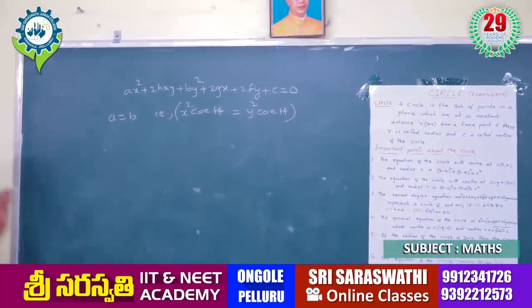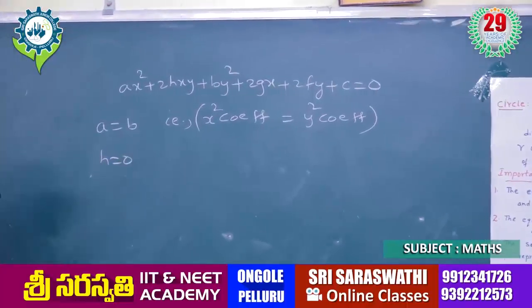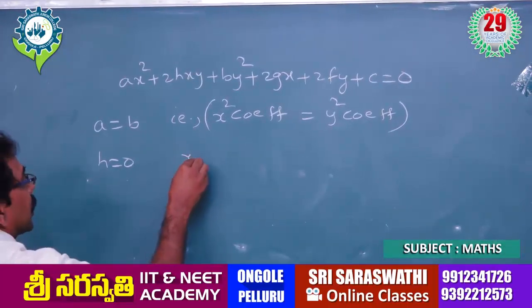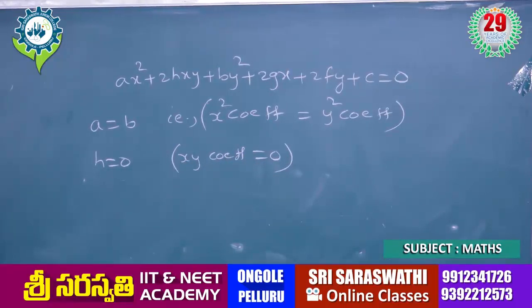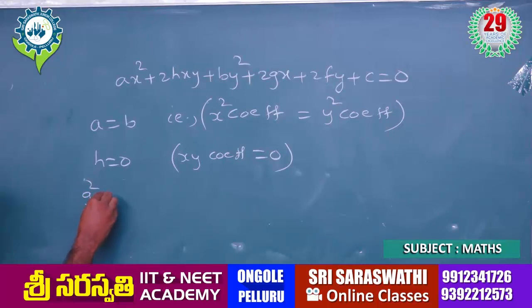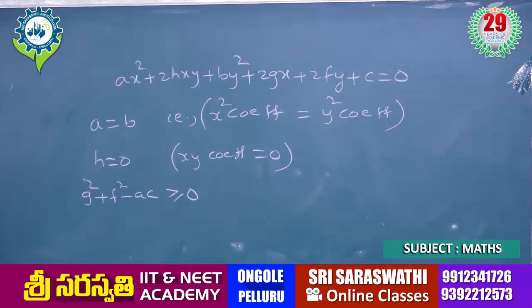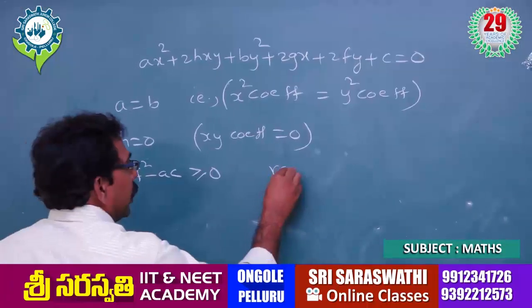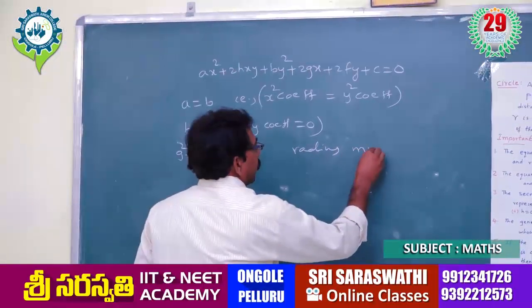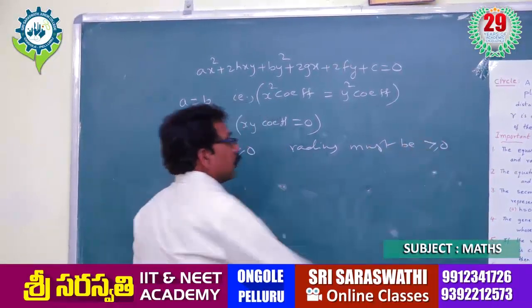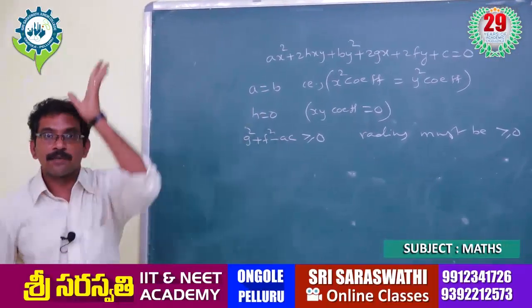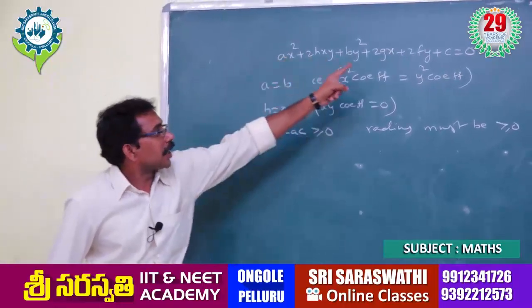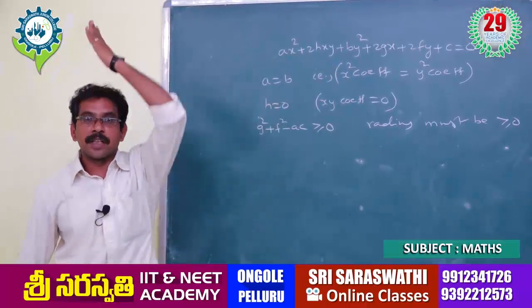Next, point number 2, h is equal to 0, that is, the xy coefficient must be 0. And third point, g square plus f square minus ac must be greater than or equal to 0, that is, the radius must be greater than or equal to 0. If these three properties are satisfied, then this second degree equation becomes a circle.